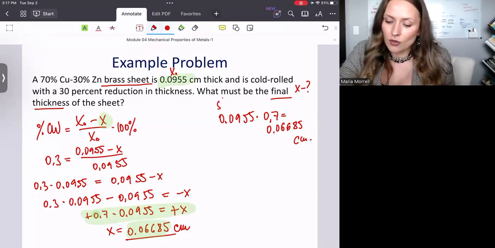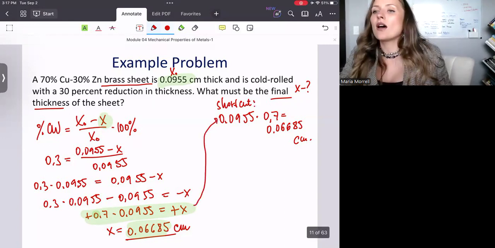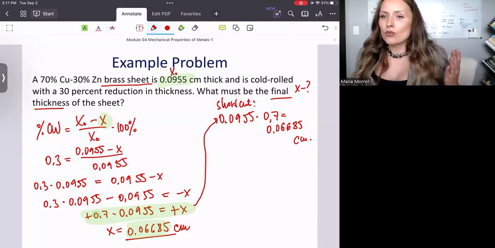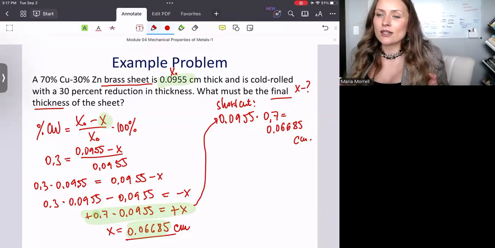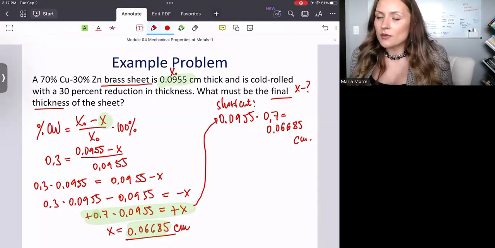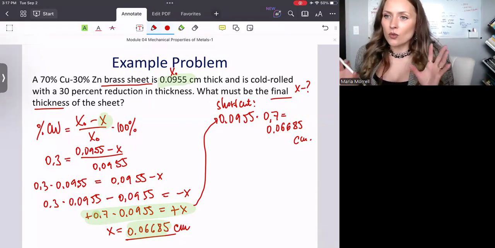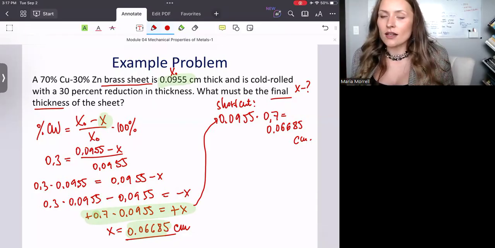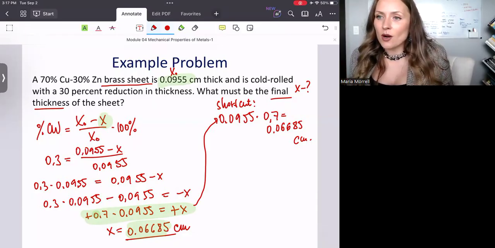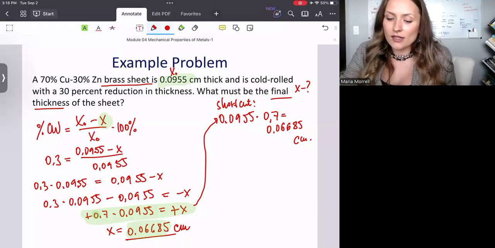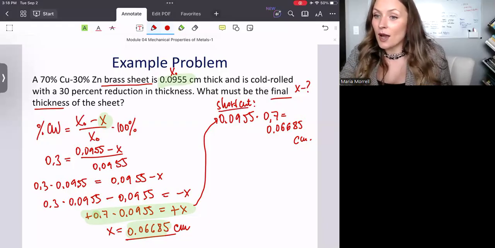If I put it here as a shortcut, you actually at some point arrive to this line when you do the proper calculations. For certain problems, I do recommend using the shortcut, especially if you're very good with the concepts and percentages and things like that. For examination problems and for more complex problems, I do not recommend going with a shortcut because this is how mistakes happen.